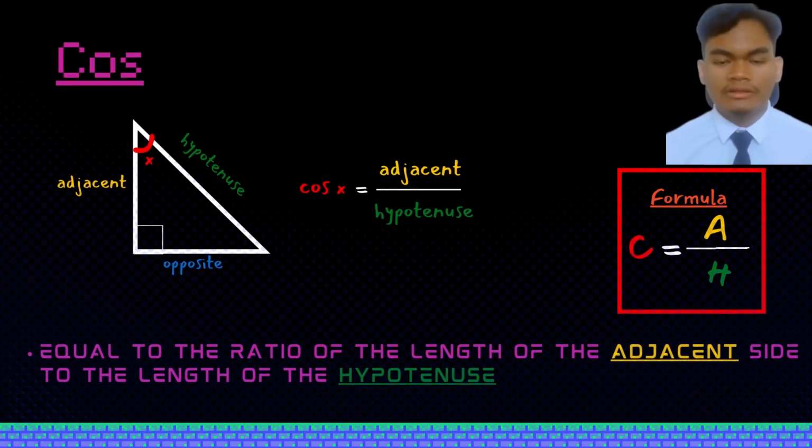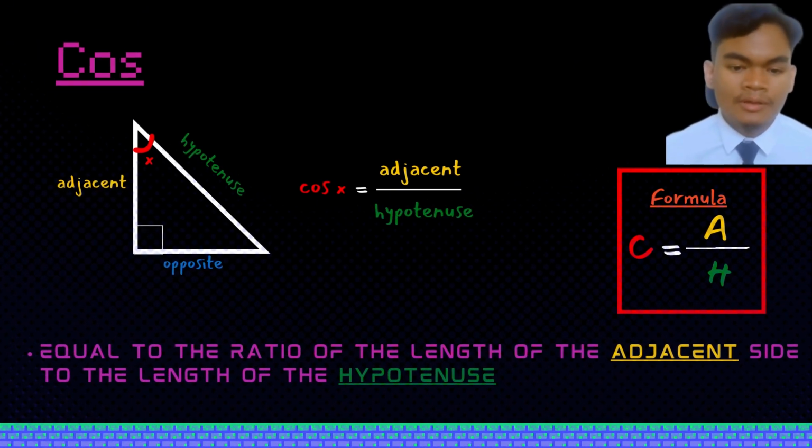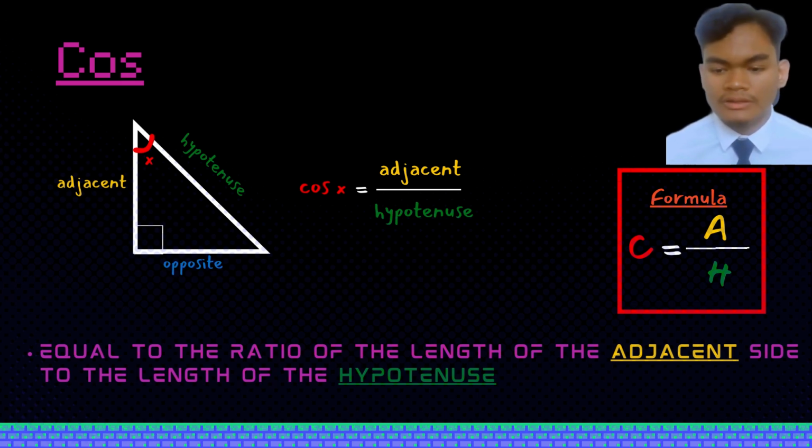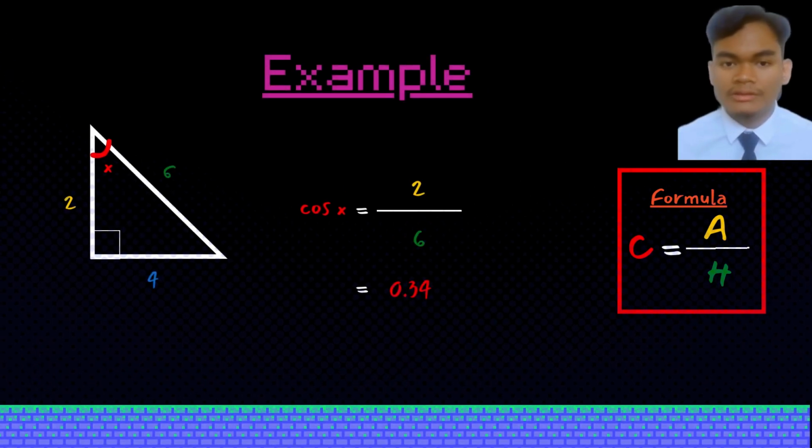The second one is cos or cosinus. It is equal to the ratio of the length of the adjacent side to the length of the hypotenuse. The formula that we're going to use is CAH. Cos equals adjacent divided by hypotenuse, which is 2 for the adjacent divided by 6 as the hypotenuse. We calculate it and then we will get 0.2.